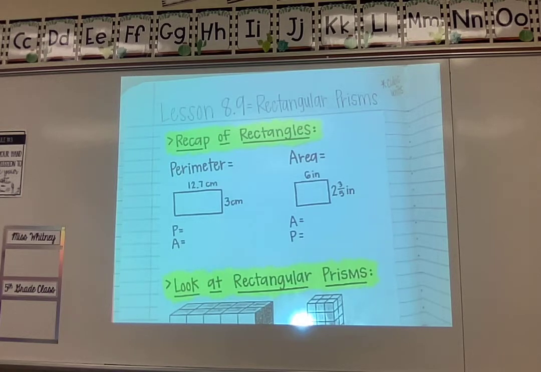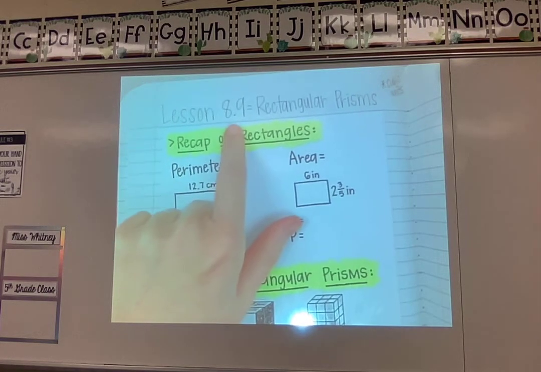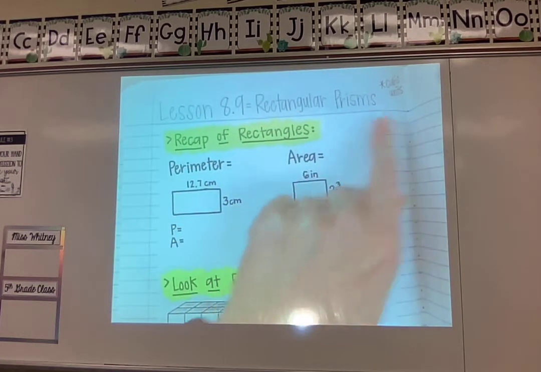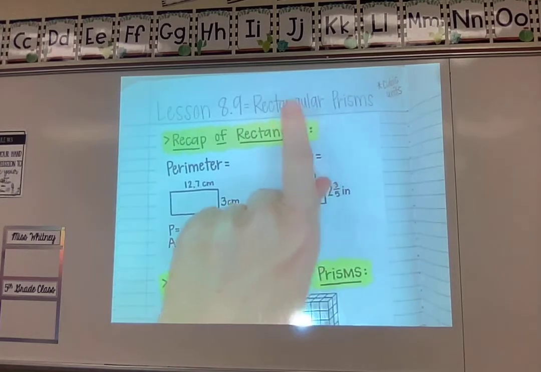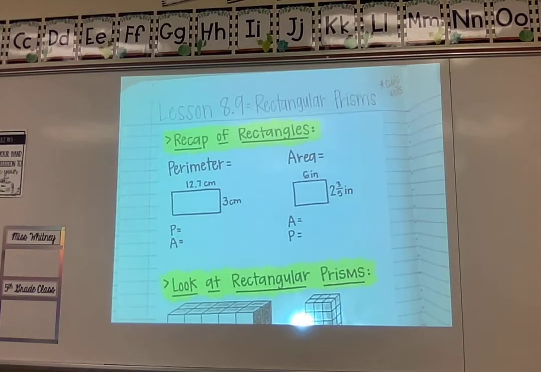Hi, 5th grade. Today in math, we are doing lesson 8.9, and it is over rectangular prisms and cubic units. That's what we're going to be using today, but we are talking about rectangular prisms. Before we jump into rectangular prisms, we are going to first recap from yesterday.